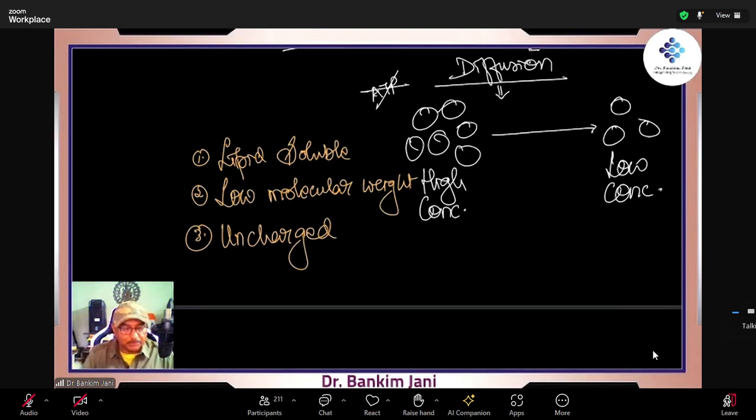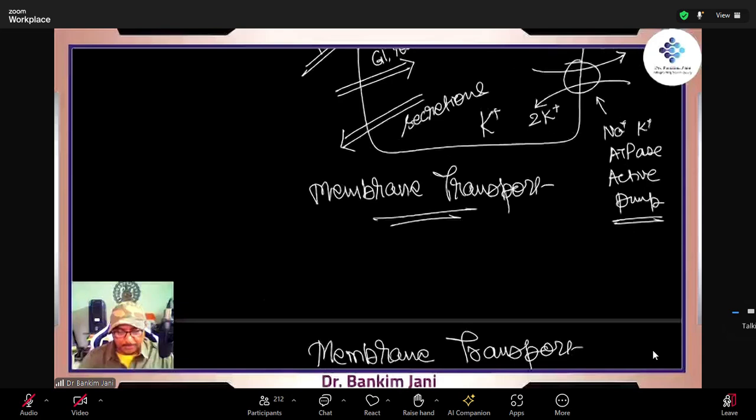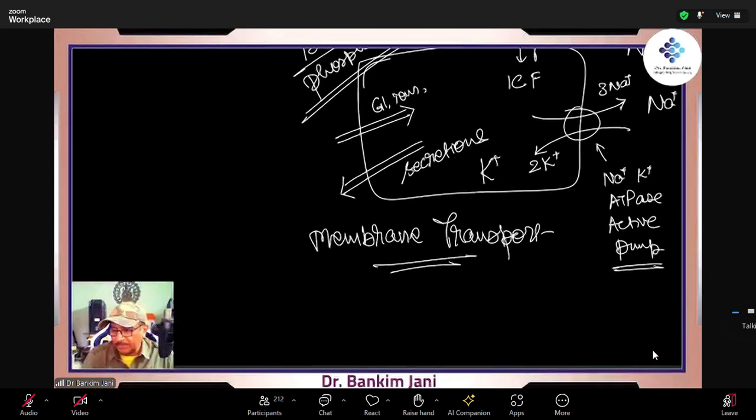Say for example, sodium and potassium. See, sodium and potassium, they are charged, right? Charged ions. So we have got that sodium potassium pump which we were talking about, right? They are charged, so they cannot go by themselves. We need to use some energy. We need to spend something in the form of energy.